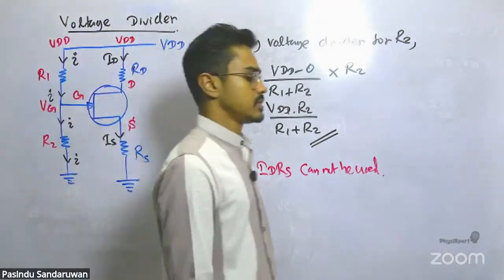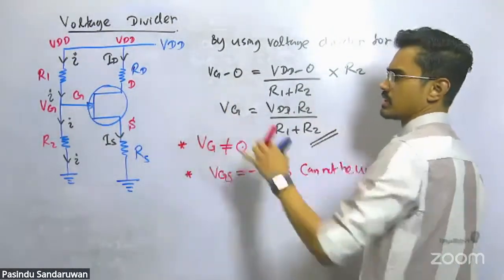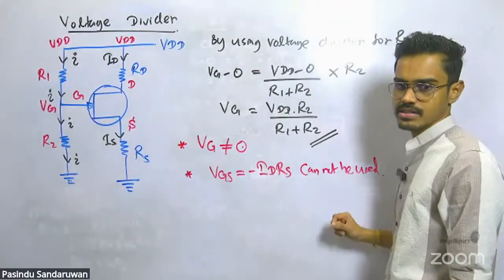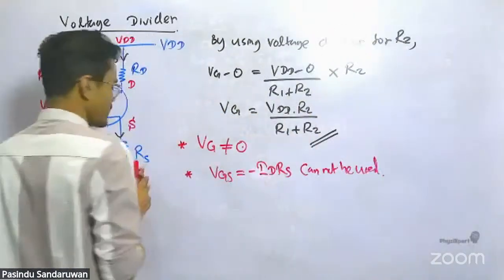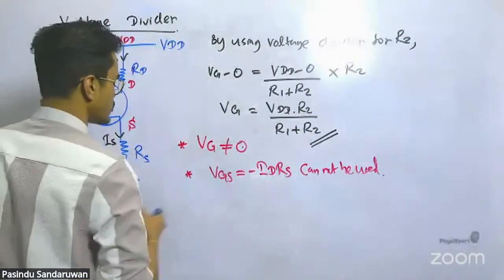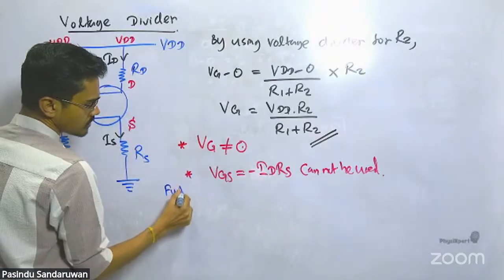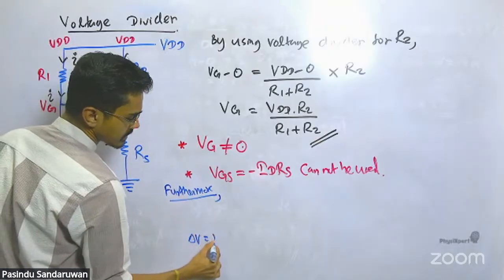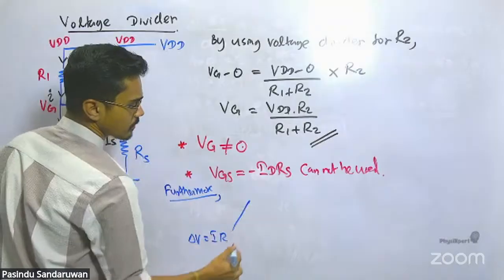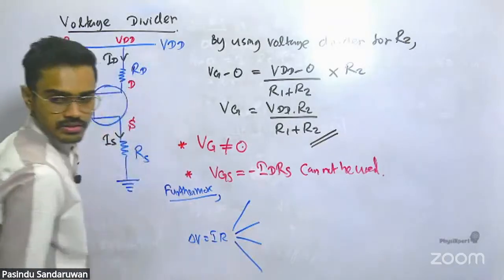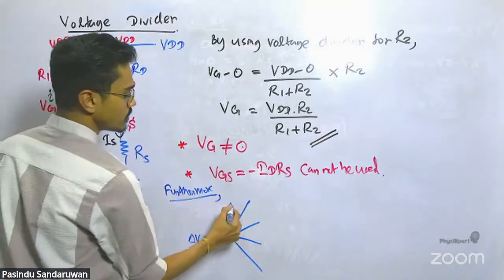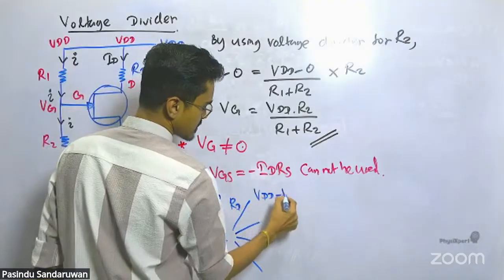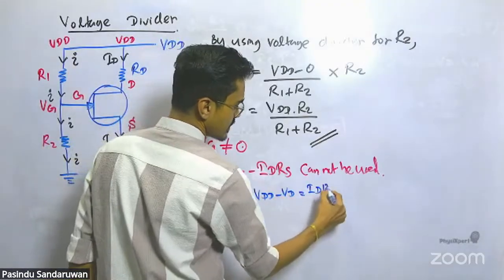Other than that, applying V equals IR is always possible for any resistor. Furthermore, applying delta V equals IR is totally possible for all four resistors. For RD first, VDD minus VD equals IDRD, much the same as before.